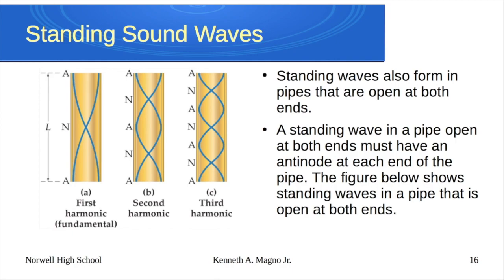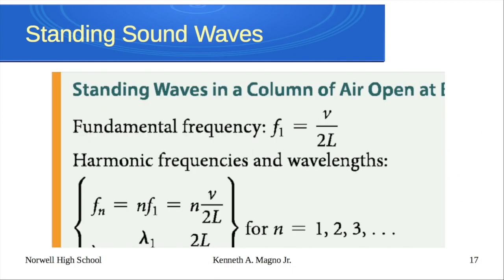So for the open tube, I can get first, second, third, fourth, all the harmonics. So f1 here would be v over 2L, okay, because the wavelength is twice the length. And again, I follow through and I find that fn would be equal to n times f1, or n times v over 2L, where again, n can be any harmonic, 1, 2, 3, 4, 5, any integer harmonic.